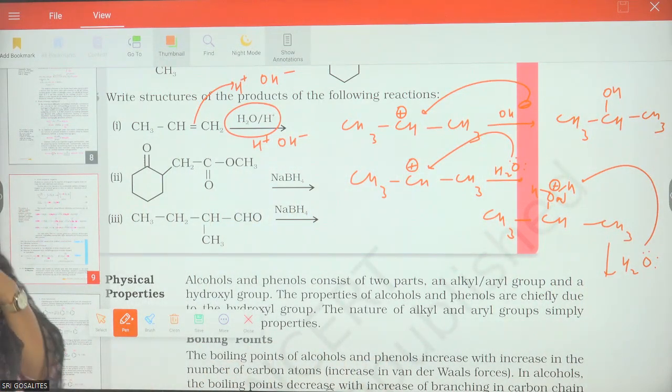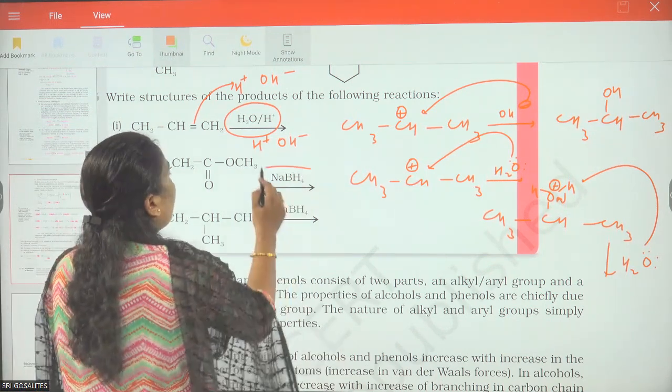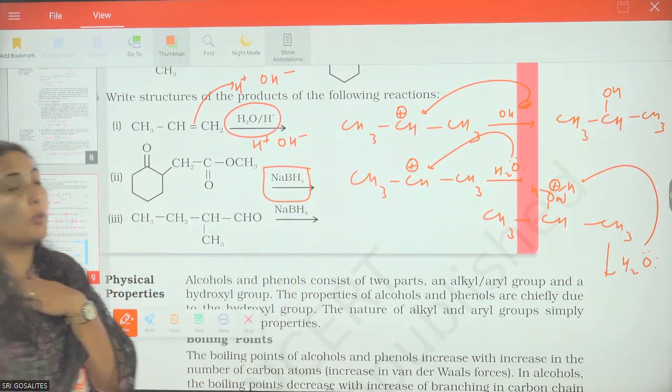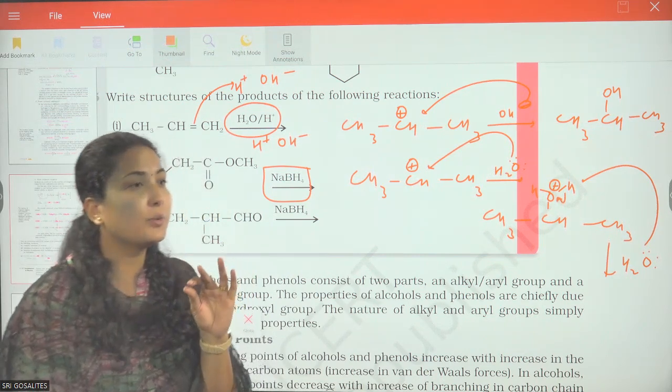Okay, clear about that? Now the thing is, this sodium borohydride. Sodium borohydride is a very selective reducing agent.